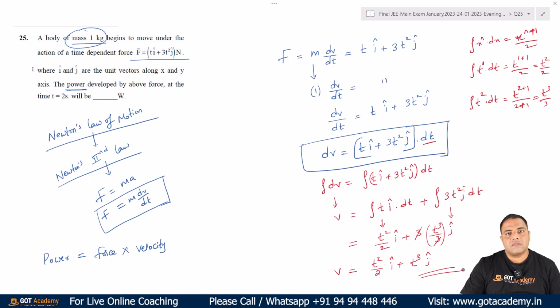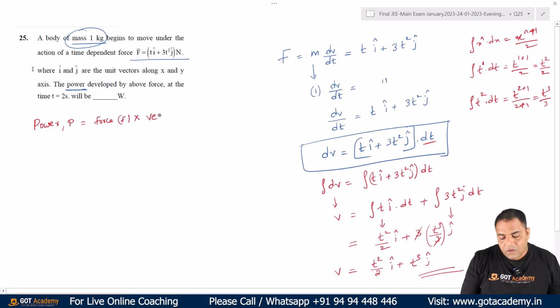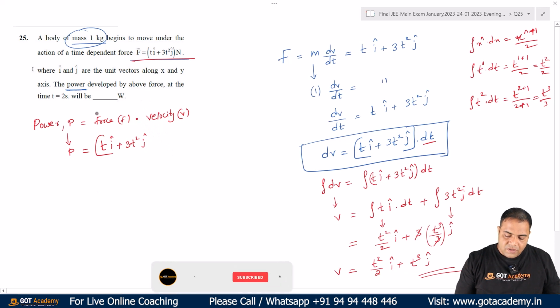But our interest is that we have to find power. Power P is equal to force F into velocity V. So I take it as P, where force F, it was given how much? t along x-axis plus 3t square along j-axis, into velocity. So this is not cross product, my dear, this is dot product. But I have to write it like this.